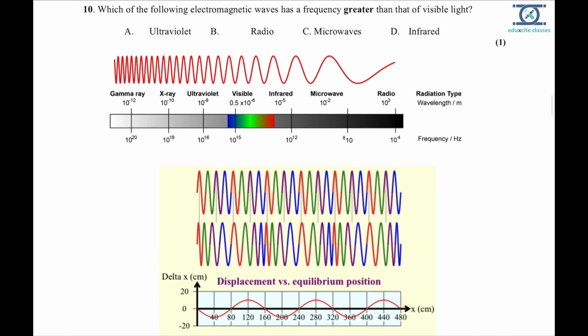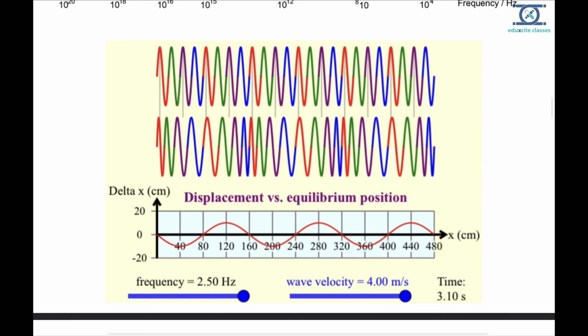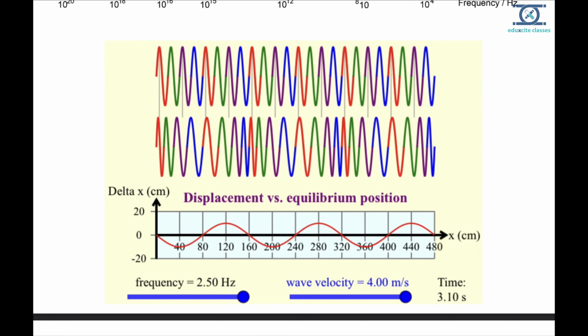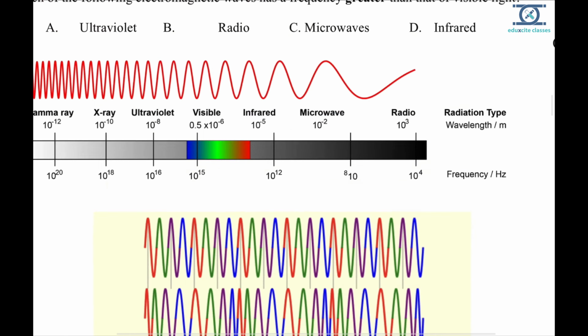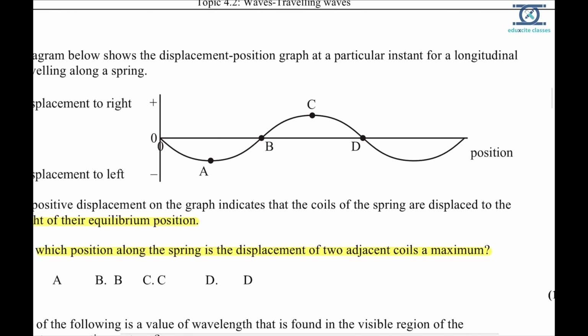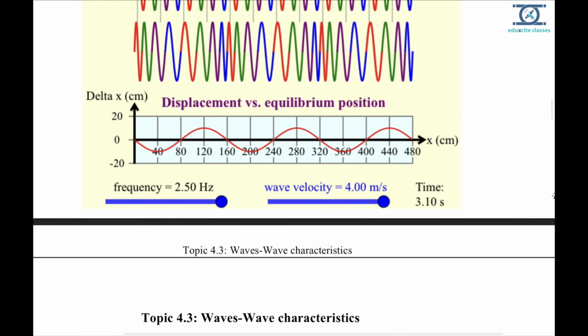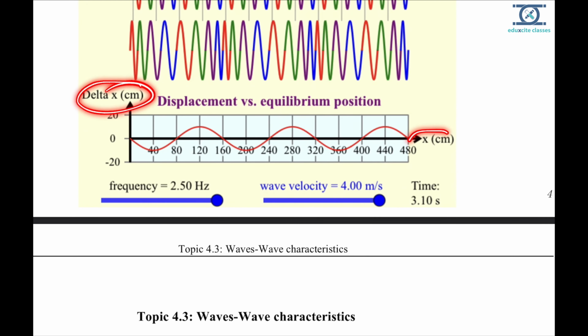Now for this I have taken one diagram here. Just look at this diagram. Now this is the normal spring. Let us say these are the coils of the spring. Now this is the wave diagram which is given in the question. You can see this is the diagram. Now just look at the position. This is again the displacement versus position only.